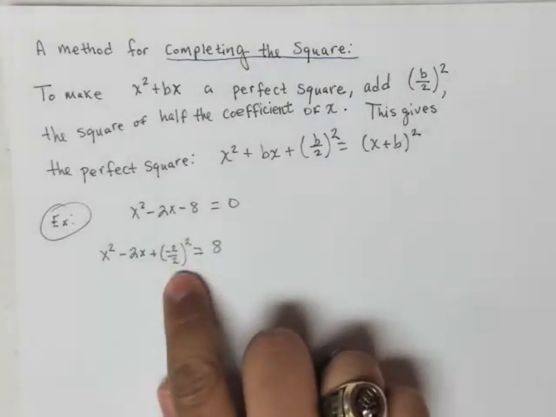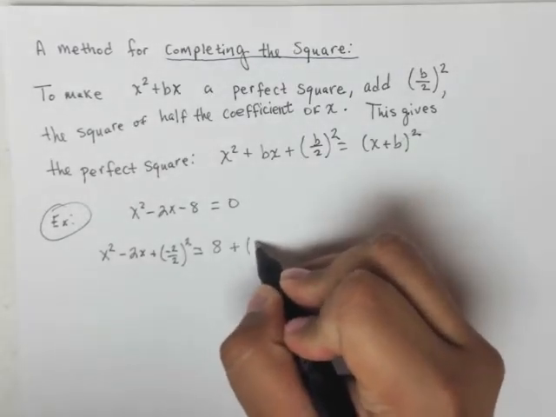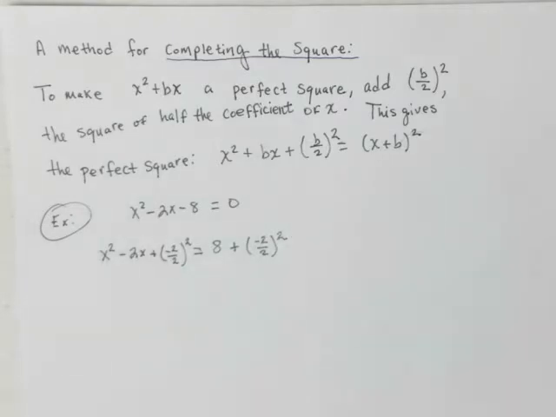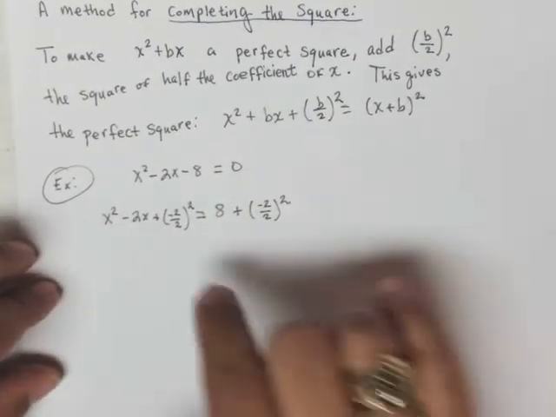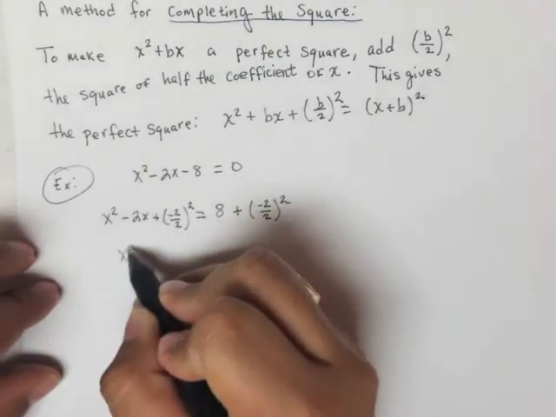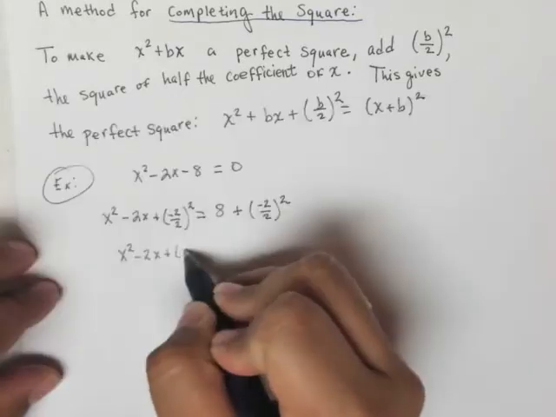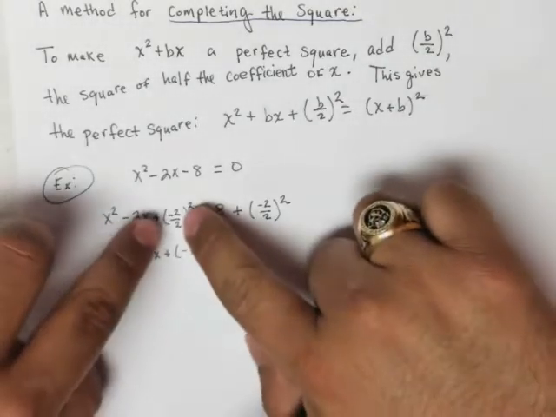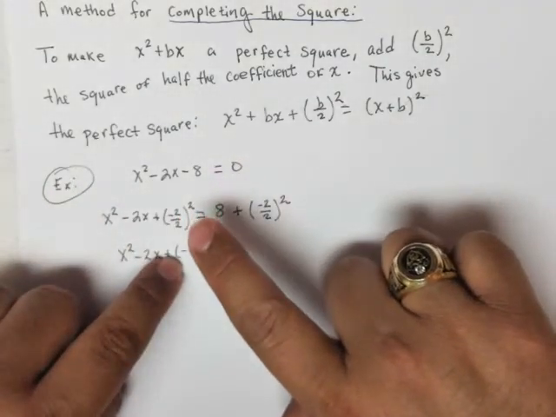And remember, what you do to one side, you have to do to the other. So let's do that. (Negative 2 over 2) squared. Fortunately for us, we are not left with any kind of fraction. We are left with negative 1. So I'm going to say x squared minus 2x plus (negative 1) squared equals, and notice I didn't bother squaring it because I'm going to perform a little trick right now.